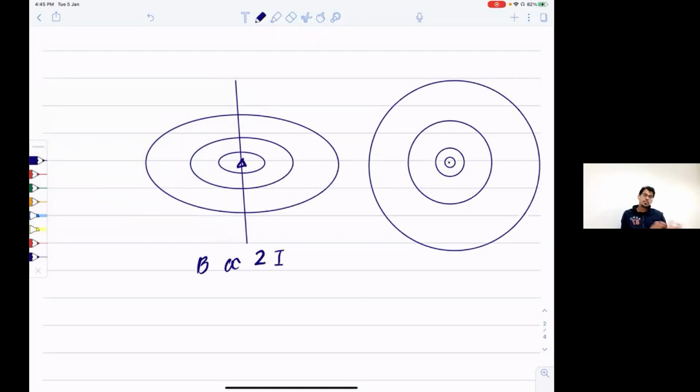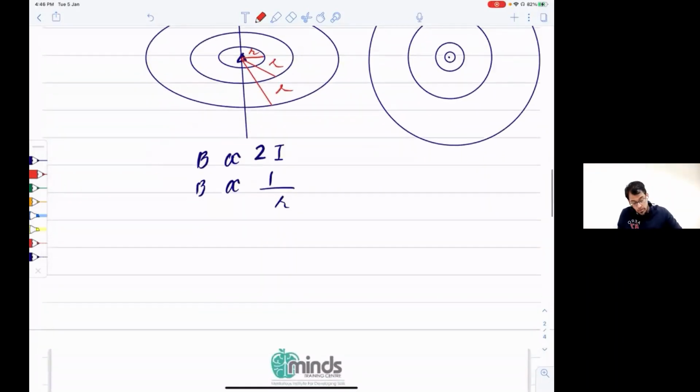What does it mean? If you double the value of current, the strength of the field will become 4 times. B is proportional to 2I. B is inversely proportional to R, where R is distance of the line from the wire. So you can see, as we are going away, the distance of the line is increasing from the wire. So B is inversely proportional to R. If I combine these two, it will become B is proportional to 2I over R.